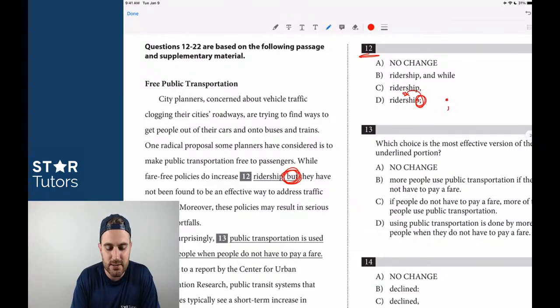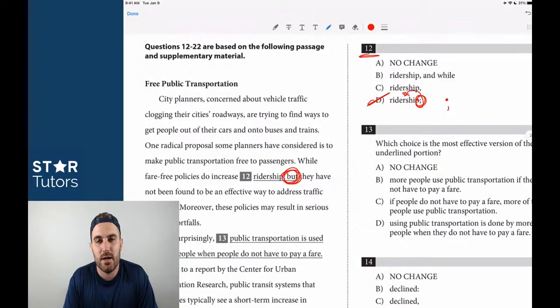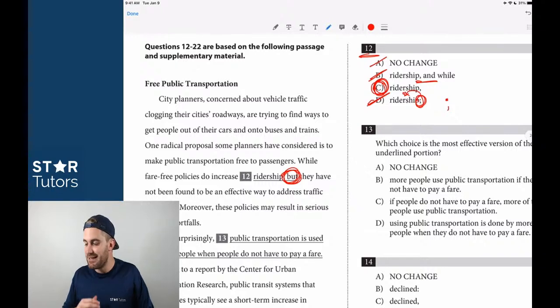While fare-free policies do increase ridership, is that a full sentence? While fare-free policies do increase ridership, is that an independent clause? No. Right, it's not. Okay? And now we can go under our comma rules, and because we have a fanboys conjunction on both A and B, we know the answer has to be C, and I barely read that sentence.